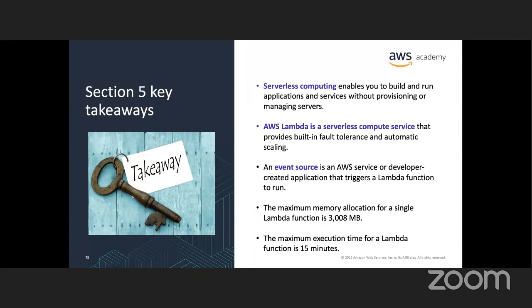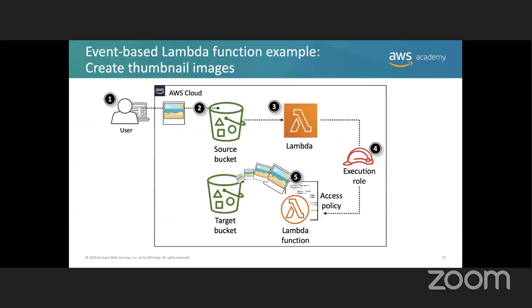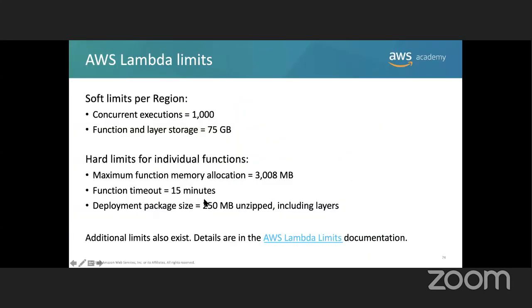So the maximum memory allocation for a single Lambda function is 3008 megabytes. Don't forget that. Those limitations are important. The maximum execution time for a Lambda function to run is 15 minutes. They can trick you in the exam and tell you 25, or maybe 5, or maybe 20, or maybe 10. It's 15 minutes. And the most memory that you can have for a Lambda function is 3008 megabytes. And for unzipped packages, it's 250 megabytes. Don't forget that. Megabytes, I'm sorry, not gigabytes.